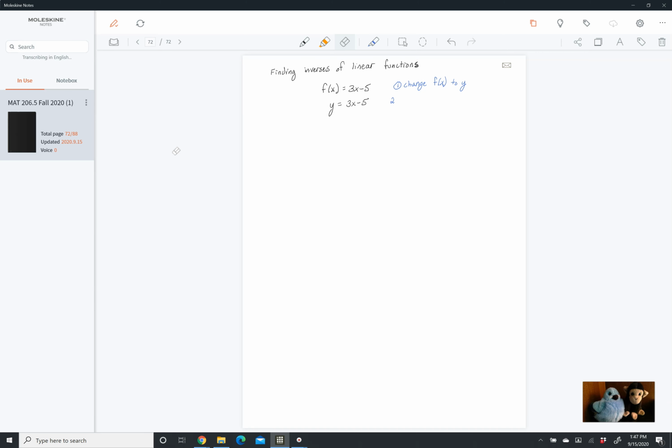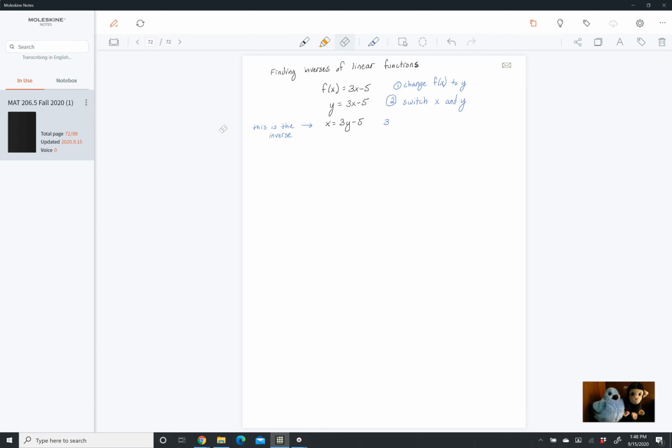Your second step is to actually reflect it. So to reflect it, your x becomes y and your y becomes x. So you're switching x and y. What does that mean? You're literally just switching it. x equals 3y minus 5. And at this point, this is the inverse. You found the inverse. It's just that we don't like the inverse in that format. So this is the inverse.